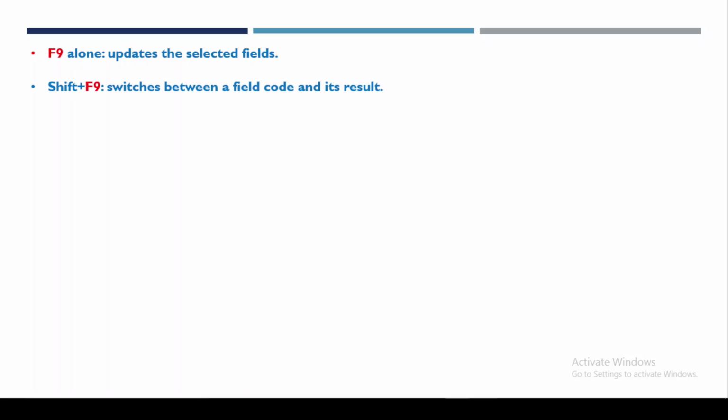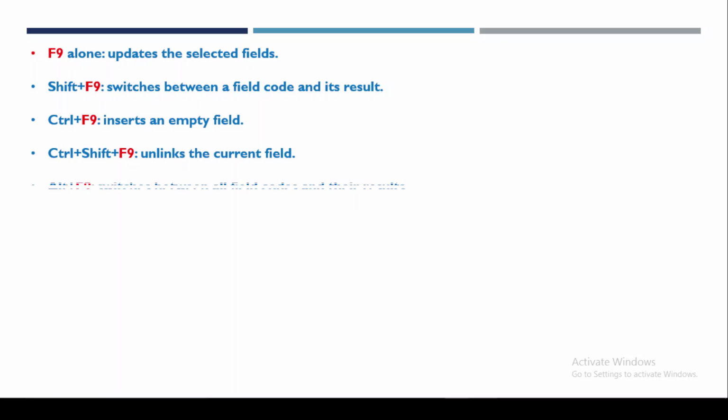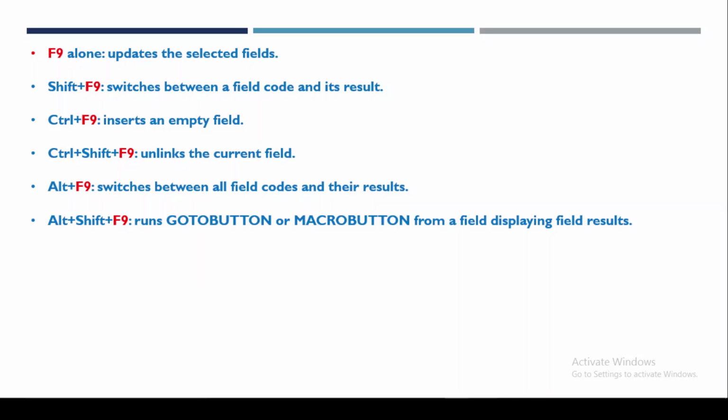Now, have a look at F9. F9 alone updates the selected fields. Shift plus F9 switches between a field code and its result. Control plus F9 inserts an empty field. Control plus Shift plus F9 unlinks the current field. Alt plus F9 switches between all field codes and their results. Alt plus Shift plus F9 runs GoToButton or MacroButton from a field displaying field results.